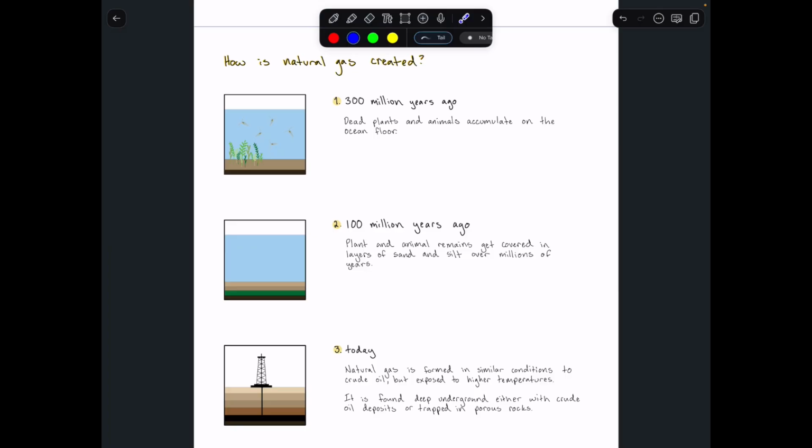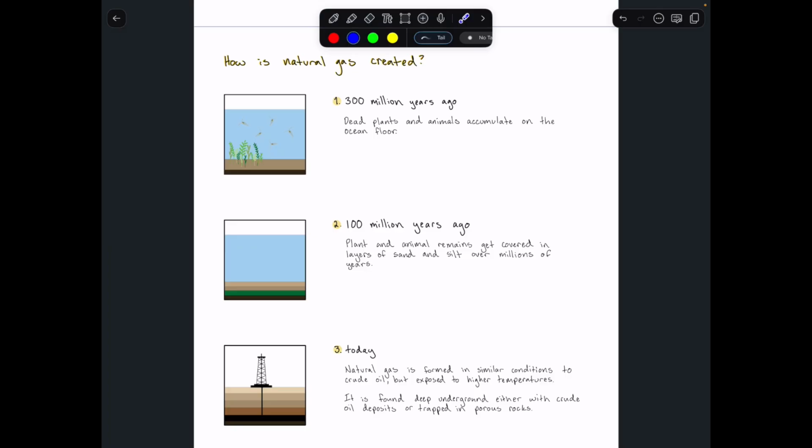Then over the next several hundred million years, these remains were buried under all this sediment, and they were subject to very high pressures from the weight of the water from the ocean, as well as the overlying sediments. As they got pushed deeper underground, they were also exposed to the geothermal heat from within the earth. As these remains were exposed to higher temperatures and very, very high pressures over the course of hundreds of millions of years, they were transformed into natural gas.